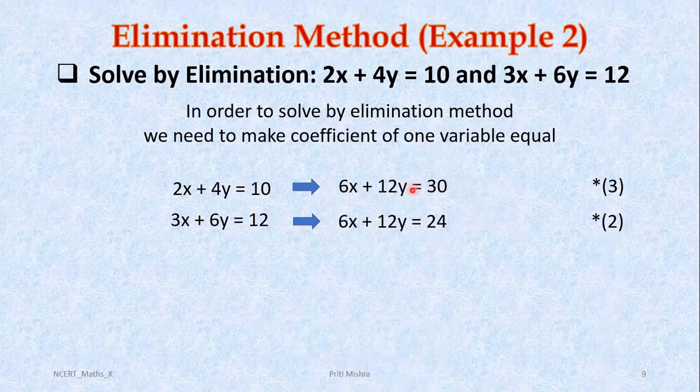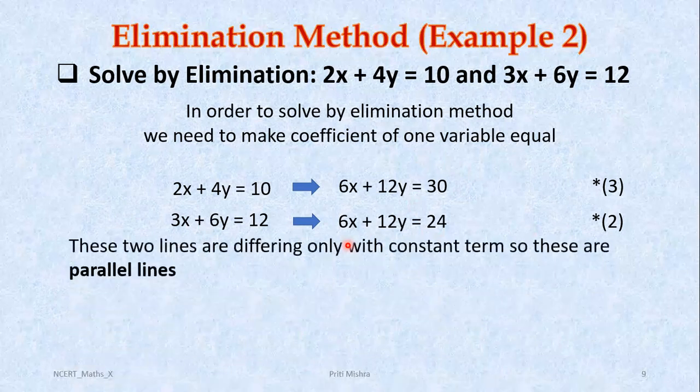See, here the left hand sides are equal for both the equations. Only the difference exists in the right hand side. Great. So what does it mean? It means these are differing only with the constant term, and on the left hand side all the terms are exactly the same. So if we subtract these two lines, both the terms will get cancelled out. We will remain with 30 minus 24.